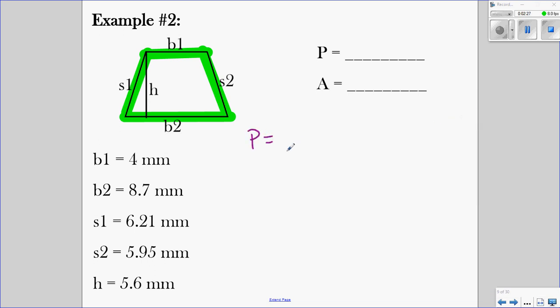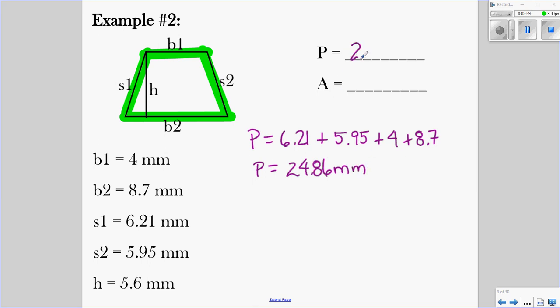So perimeter, the S1 was 6.21, and then we have 5.95 plus 4 plus 8.7. So then when we add that all together, using the calculator, I would get 24.86 milliliter. I mean, no, milliliter is for liquids. Millimeter.